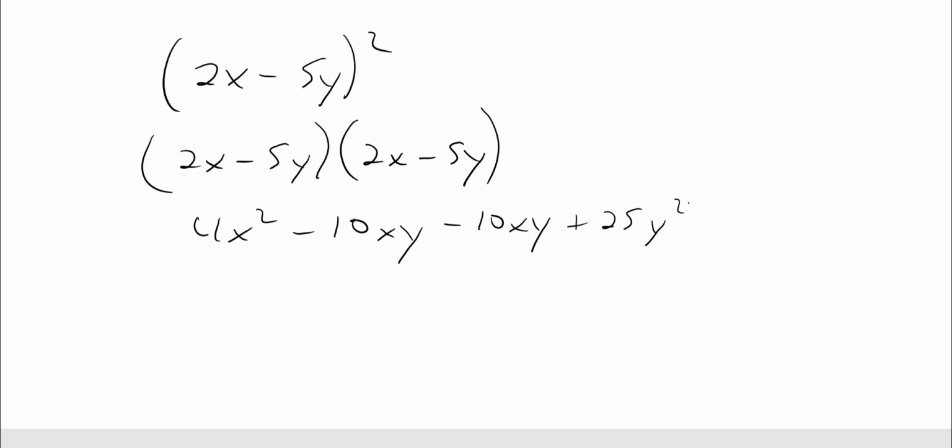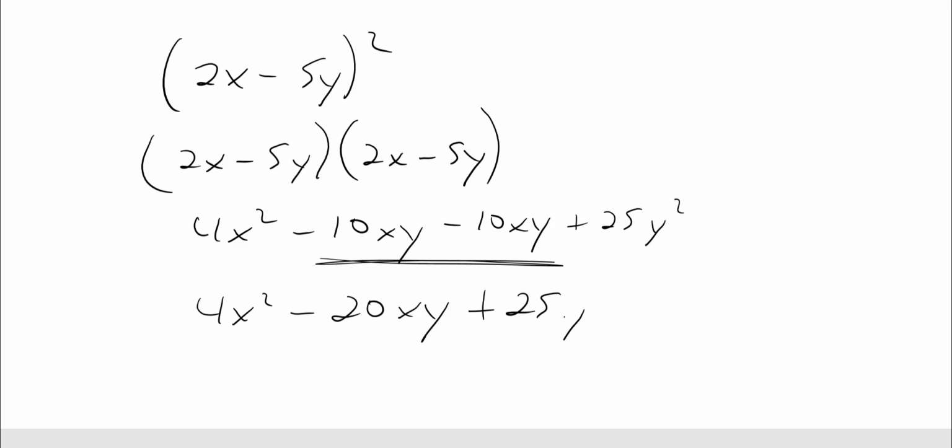Okay, not bad. And then we combine these like terms. So you get 4x squared minus 20xy plus 25y squared. Okay, we're good to go. Sweet, that wasn't so bad at all. Okay, so let's see, couple more we got to go and talk about.